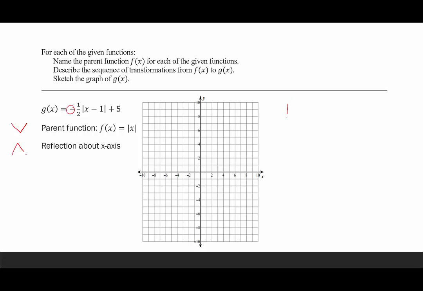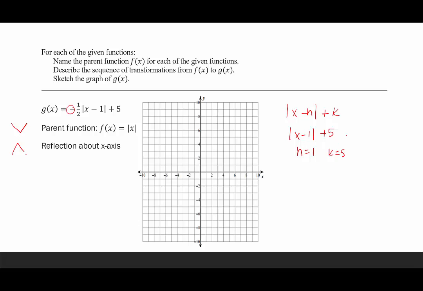So to figure out those, we focus on what's being added or subtracted within the function and what's being added or subtracted outside the function. Inside the function, we have x minus 1, so that indicates to me that h is equal to 1. Outside the function, we have plus 5. That indicates that k is equal to 5.